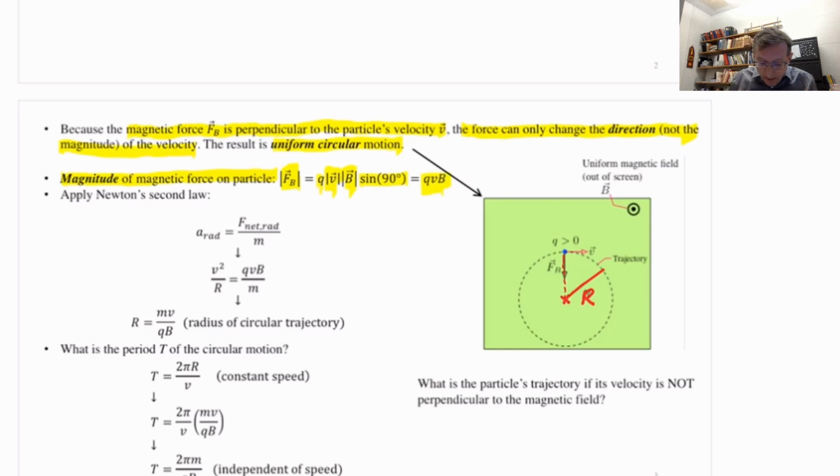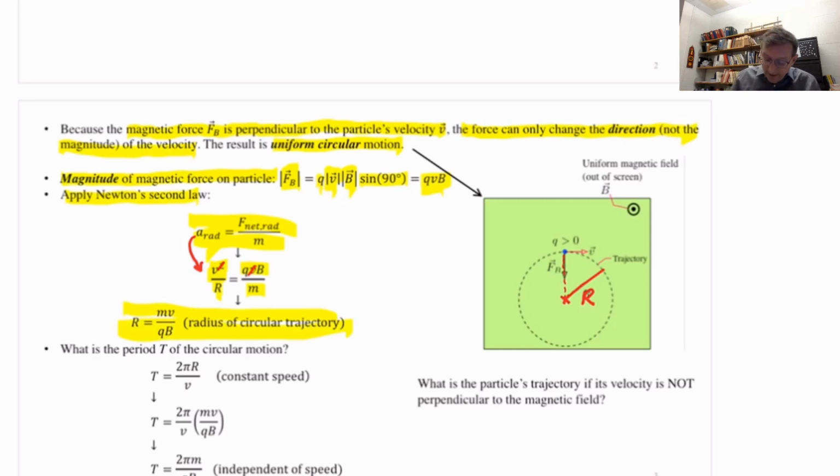And then put that into Newton's second law for circular motion for the radial direction. Remember this fun formula? A radial equals F net radial over M. Newton's second law when applied to circular motion. And for A radial, we had this wonderful formula we used all the time last semester when we had circular motion. A radial is the speed squared over the radius. Remember V squared over R? And for F net radial, put in QVB, the magnetic force, over M. Then you can cancel one factor of V on both sides, and you can solve for R.